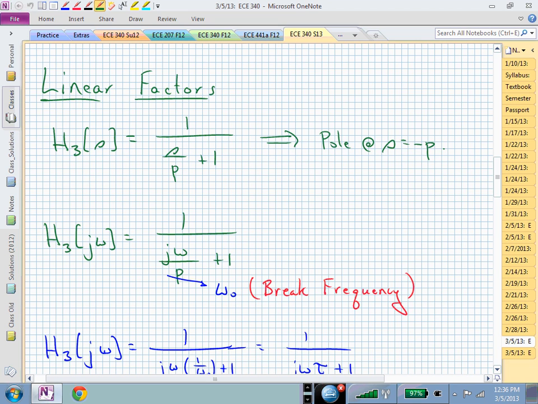So when we're calling that the break frequency on the Bode plot, what we mean is that's where our straight line approximations are going to start happening. For a linear factor, we will be at 0 dB for that factor until we reach that break frequency. And that's on our approximation of the straight line asymptotic behavior.